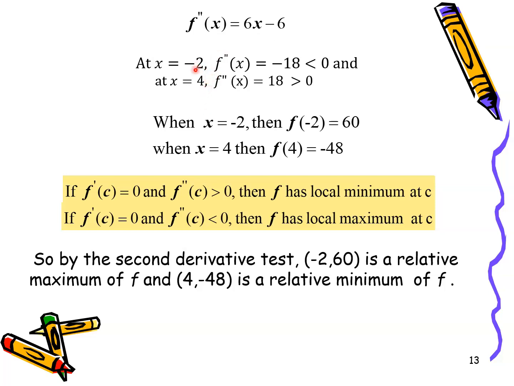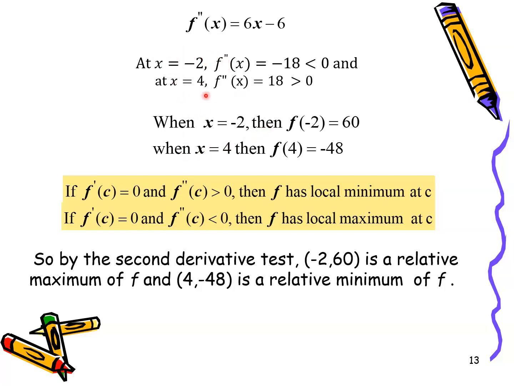The first one, when x equal to -2, your f double prime x equal to -8. You substitute the x value into this, you get -18, which is less than 0. And the other one, x equal to -4, we substitute into this, you get 18, which is greater than 0. One is less than 0, one is greater than 0. Then you only have x values.